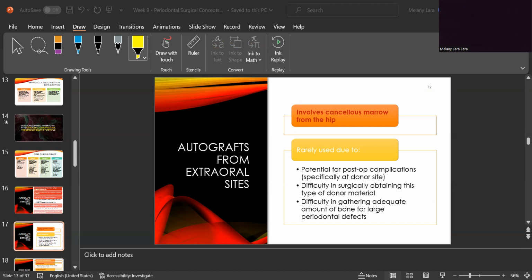Just because of the post-op complications. Not only worried about intraoral sites that we transplanted it to, but now we have to manage this extra site, right?